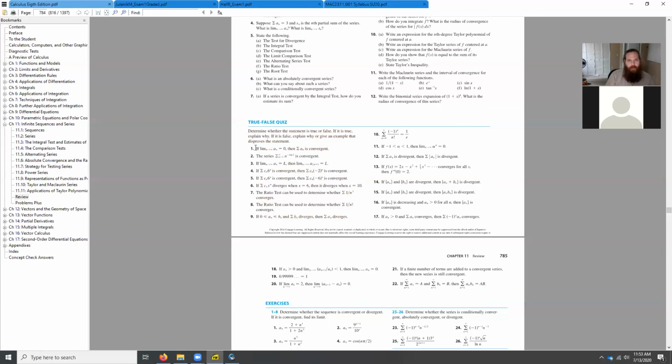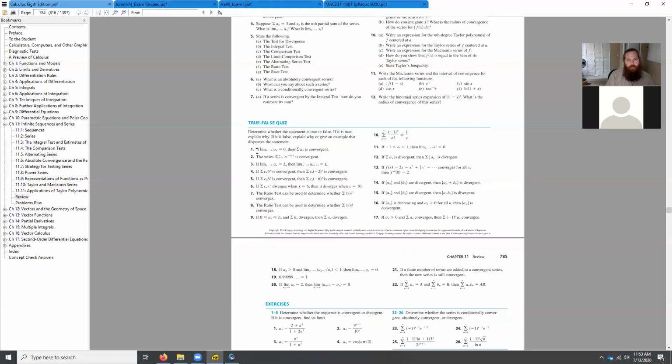The very first one asks, if the limit of the a_n's is 0, is it true that the series sigma a_n converges? That's precisely what we're talking about. This is false, right? If the limit of the a_n's is 0, then the test for divergence is inconclusive. We don't learn anything. It means nothing.